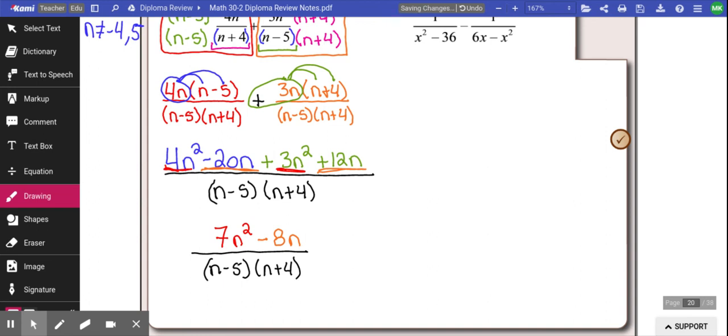Currently, if I tried to cancel anything out, I cannot, because this top is a binomial. I could only cancel it out if there was another 7n squared minus 8n that I could cancel it with, which there isn't. However, I know I'm not done the question. I go to my checklist and ask myself, is there anything that can cancel or is there anything that can factor? I can factor that numerator. What could I do to that numerator?